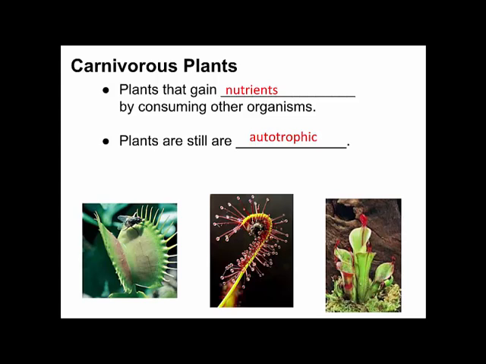So what is this? Venus flytrap. That's a Venus flytrap. You know what this is? This is a sundew. It has a sticky resin on it that captures the insects. How about that? It's like a vase. That's a pitcher plant. Yep.